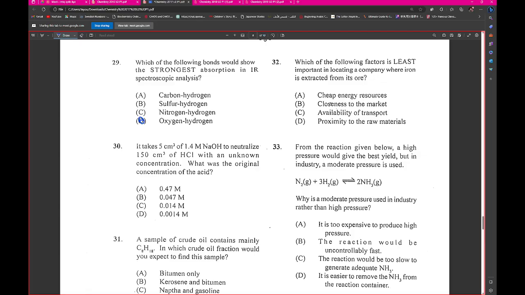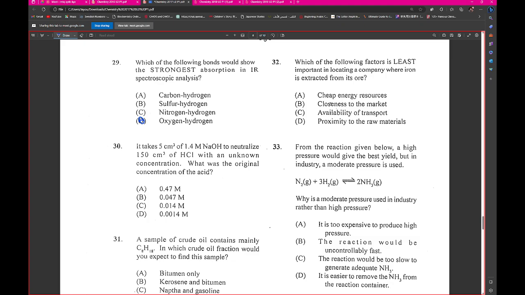It takes 5 centimeter cubes of 1.4 molar sodium hydroxide to neutralize 150 centimeter cubes of hydrochloric acid with an unknown concentration. What was the original concentration of the acid? Back titration? What do we do here? Well, it's a titration. What are we doing here?